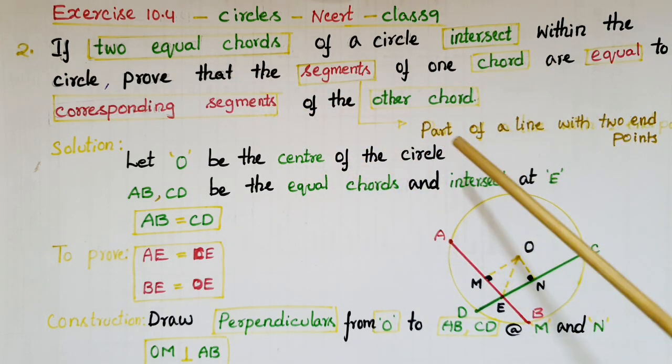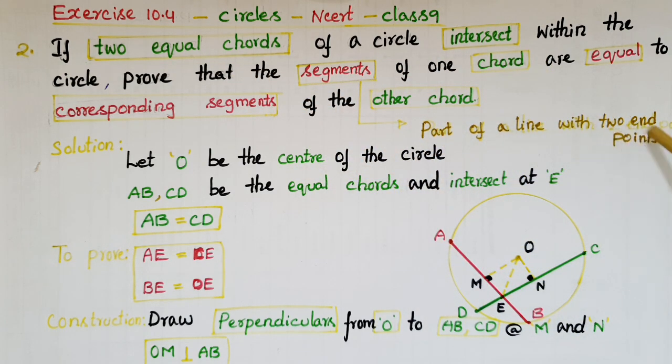We know that a segment is a part of a line with two endpoints. So the segments of one chord means AE and EB are the segments of this chord, and CE and DE are the segments of this chord. So here we have to prove that AE is equal to CE, and second, BE is equal to DE.